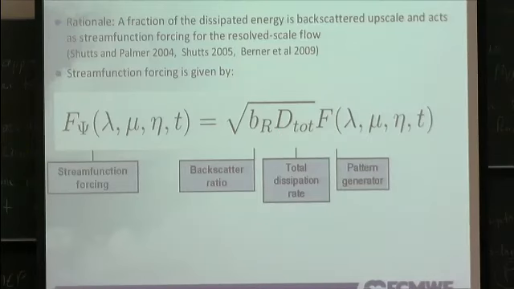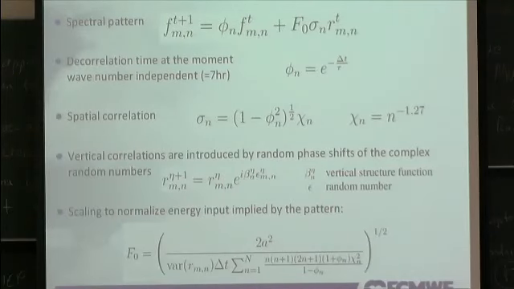So you want to put in the kinetic energy where the model was dissipating it, and not everywhere. And it also contains this backscatter ratio, which is our main tuning parameter, where we can tune how much energy we put in. Yeah, the pattern generator is, as I said, very similar to the one used in the other scheme. We also use a constant decorrelation time at the moment at 7 hours, but the spatial correlation is done in a different way. We use a power law for the wave number dependency.